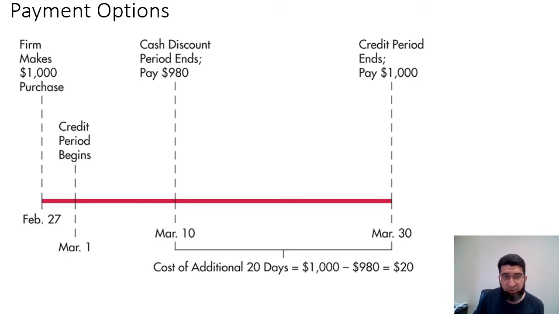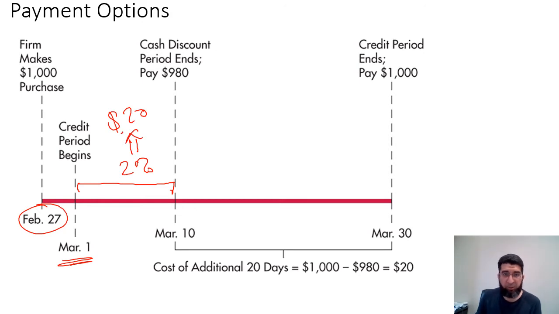A firm makes a $1,000 purchase on February 27. The credit period begins at March 1. If the payment is made within the discount period, which is between March 1 and 10, a 2% discount can be earned, which is around $20, so a total of $980 will be paid. The gain is a $20 saving.